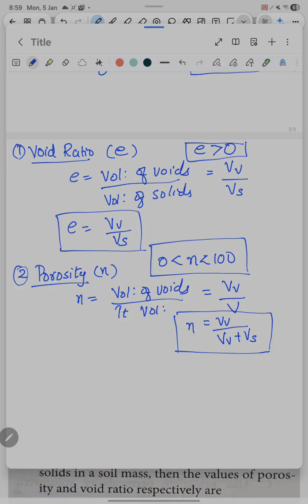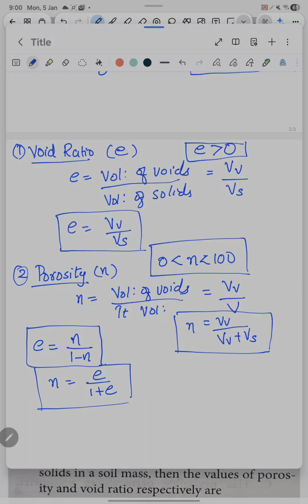There is one more thing regarding void ratio and porosity: the relation between them. We can write e is equal to n by 1 minus n, and n is equal to e by 1 plus e. This is very important. By giving the value of e, we have to find out n. Likewise, there are many questions, so learn these equations by heart: e is equal to n by 1 minus n and n is equal to e by 1 plus e.